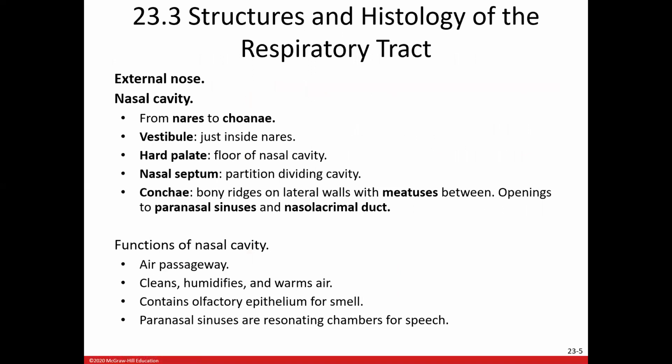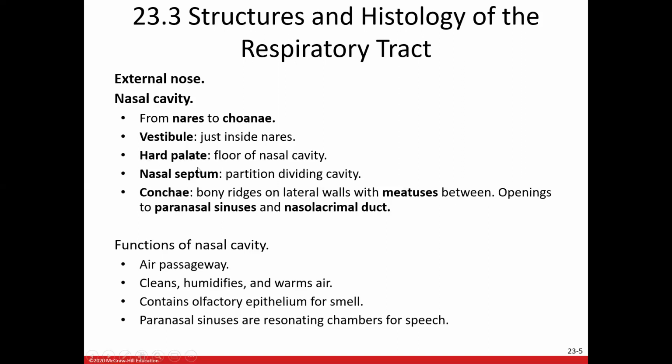So starting with the structures, with the upper respiratory tract, we have the external nose, and then within the nose itself is the actual nasal cavity, just the space inside the nose. This runs from your nares, which are just the openings, your nostrils, getting into the nasal cavity, all the way to your choanae. And these are basically the posterior openings at the back of the nasal cavity that lead to the pharynx, which is the next structure.